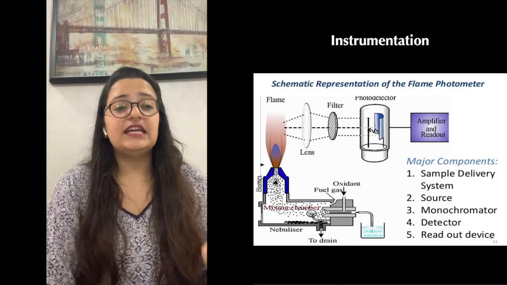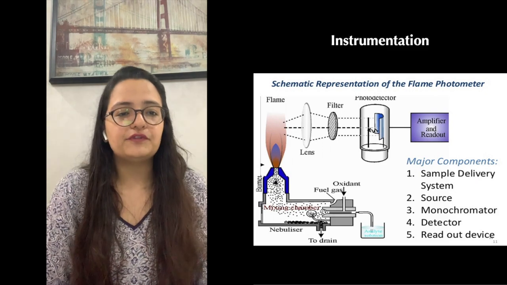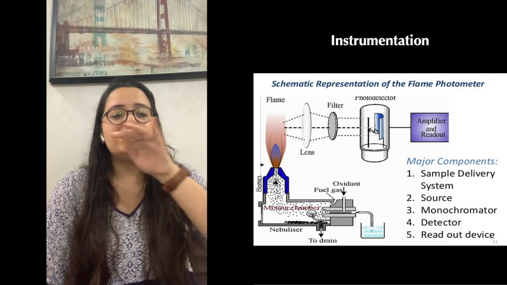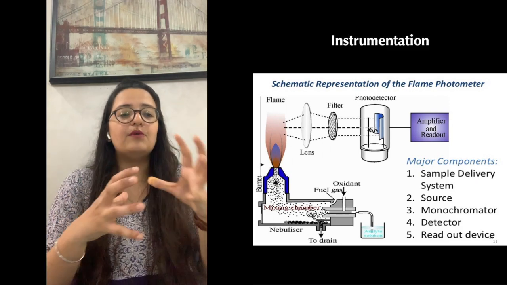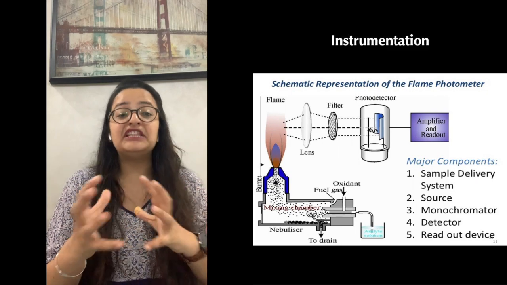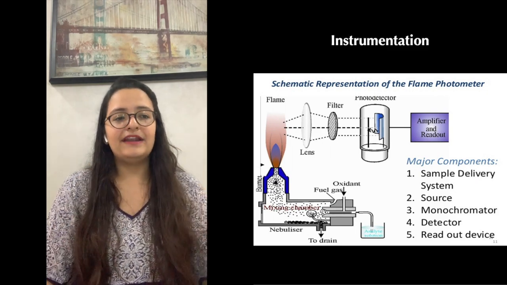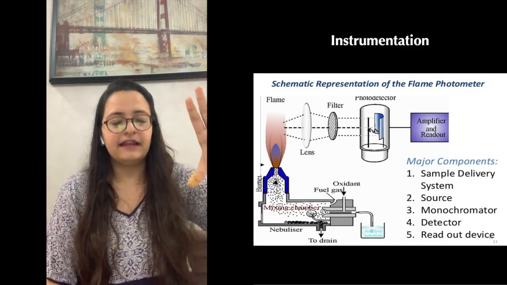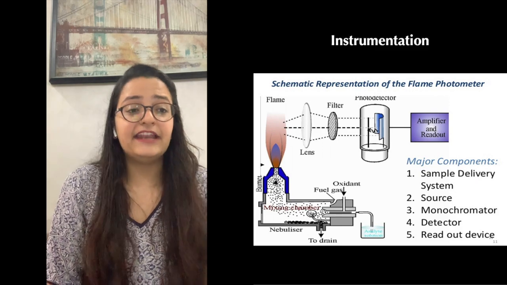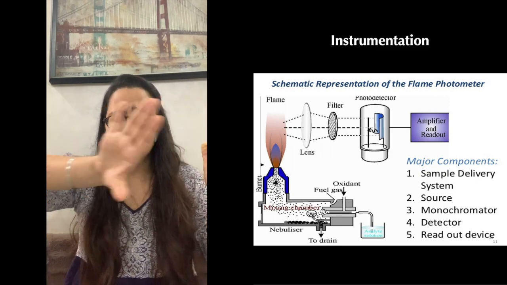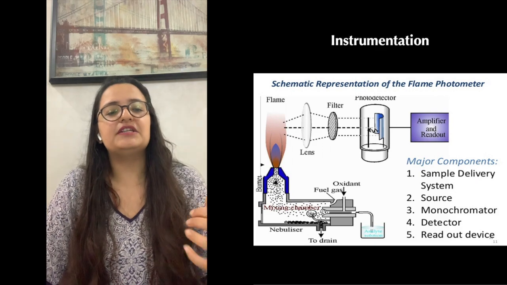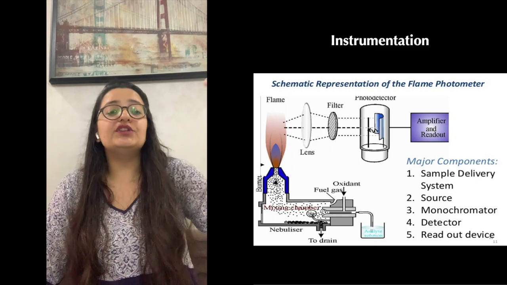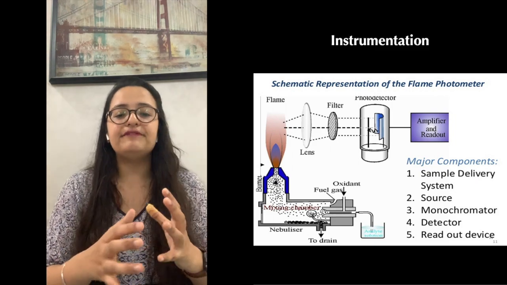Here you can see the instrumentation of the flame photometer. You can see the sample delivery system via nebulizer. The compounds are mixed with each other, and the flame comes from the burner. Energy is transferred to the various components like monochromator, filters, detectors, and after that the amplifier. So this is the schematic representation of the flame photometer.